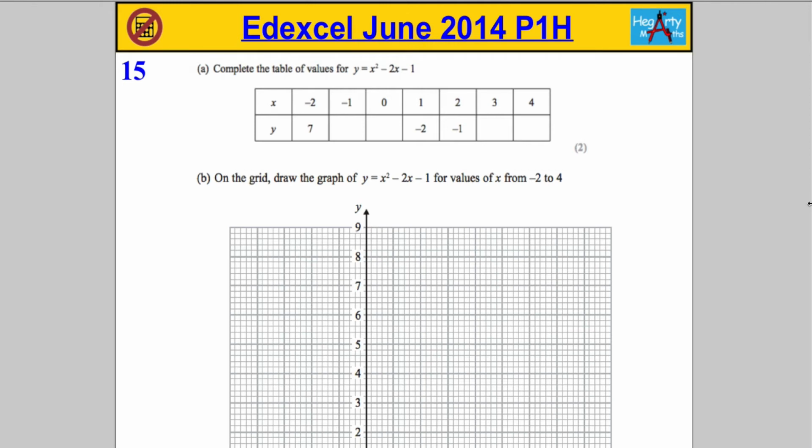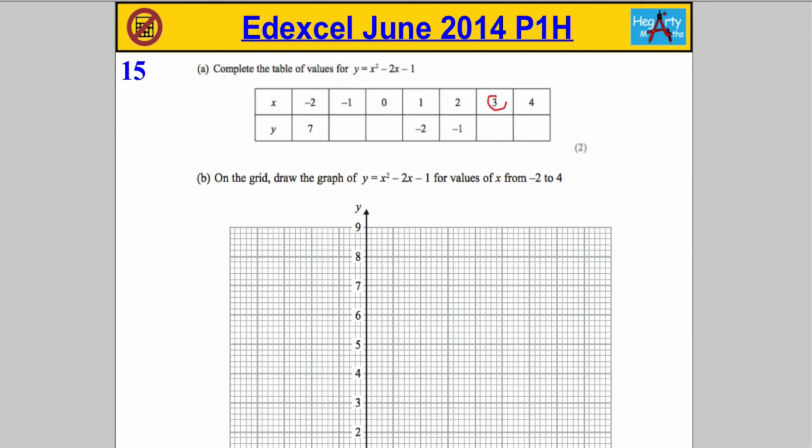Okay, question 15, part A. We're asked to complete the table of values for y equals x squared minus 2x minus 1. So we're going to have to substitute the different x values into the function to get the corresponding y value. Now, I'm going to start with the positive values of x because they're a little bit easier to work with.